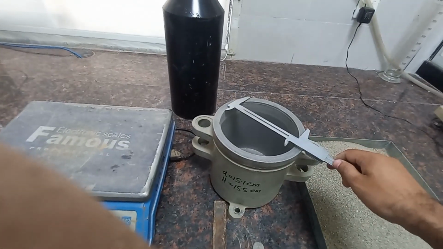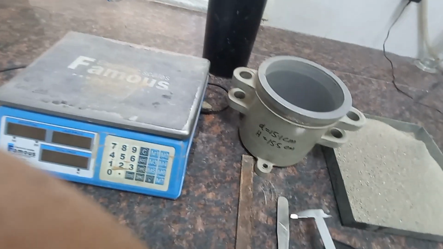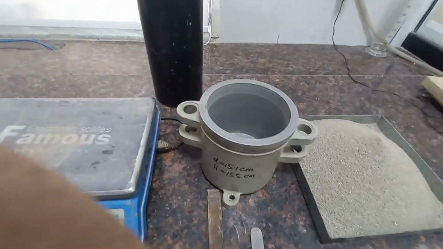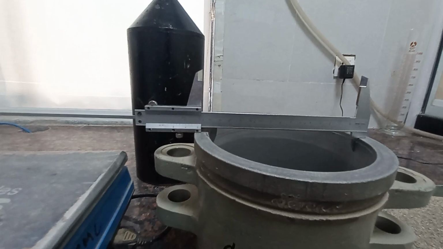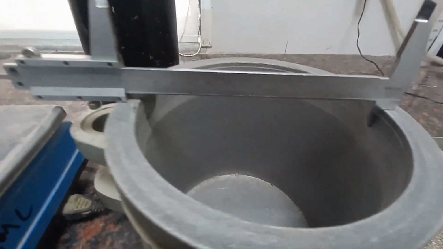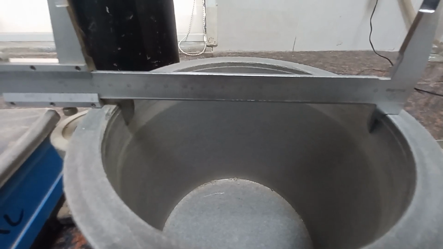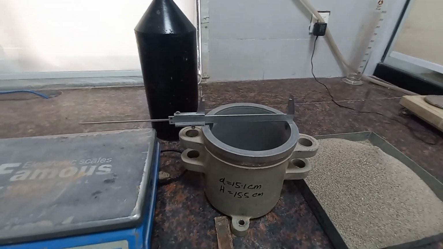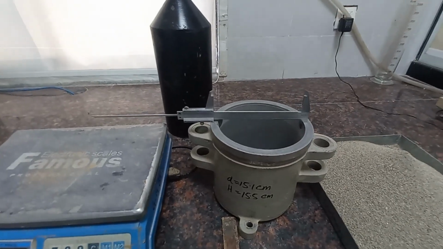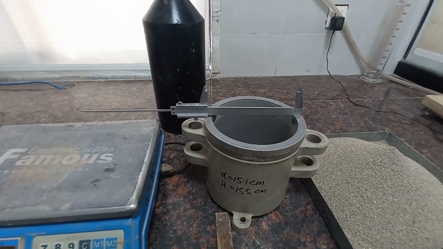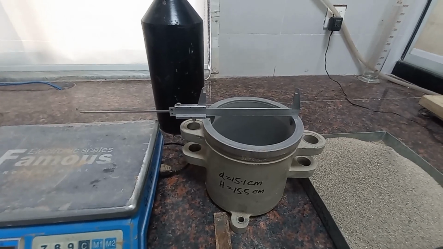That is 10 centimeter, 15.1 centimeter. You can see that like this we can measure the diameter of the mold, that is 15.1 centimeter, and the internal height of the mold. After measuring the diameter and height, we can find out the area and volume of the mold.